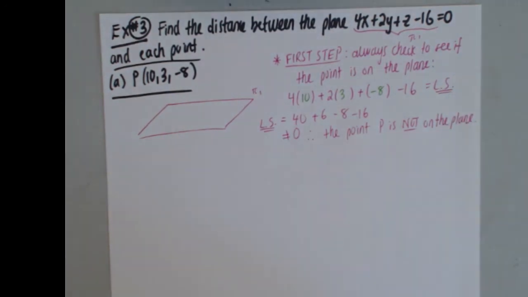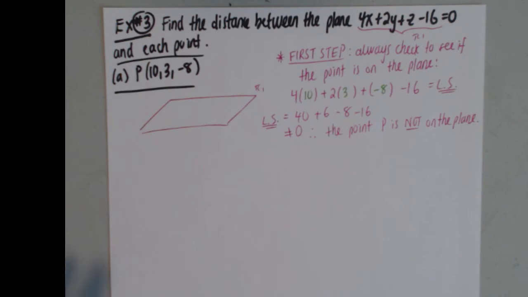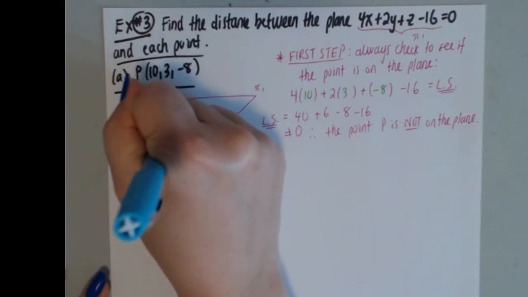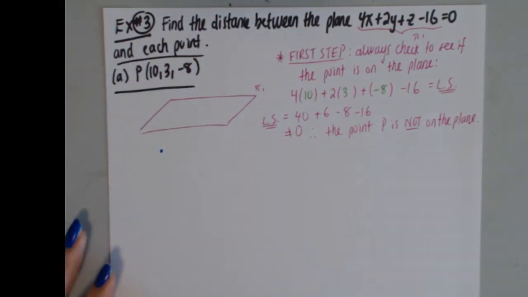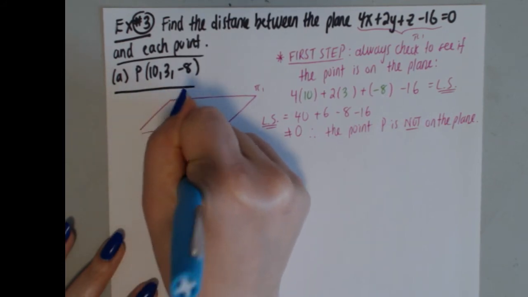All right, so again, the first thing that we're going to check, because like I said, if it is on the plane, you're already done. So we established that the point is not on the plane. That means it's somewhere around the plane. I'm just going to draw a little dot right here and say that's where the point is. So here's P: 10, 3, minus 8.